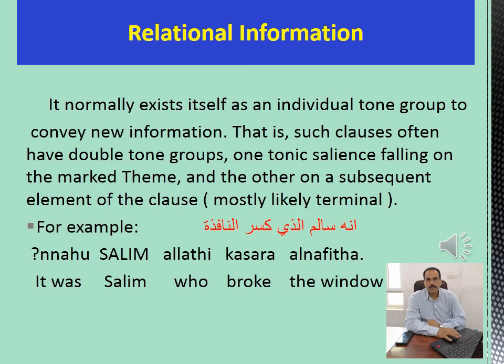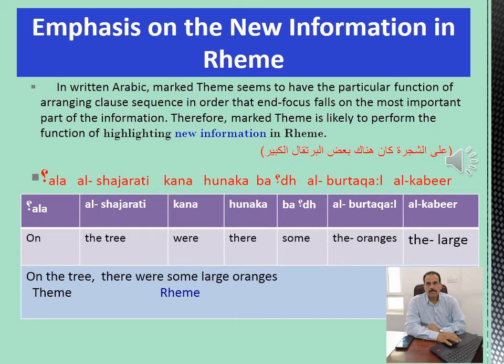It was Salim. That means the focus is on Salim. There is Salim and no one else. Who broke the window? The relation between the window and Salim. الذي كسر الزجاجة. Who broke the window? That means Salim and no one else broke the window. This is the focus and also the relational information. Emphasis on the new information in the rheme.